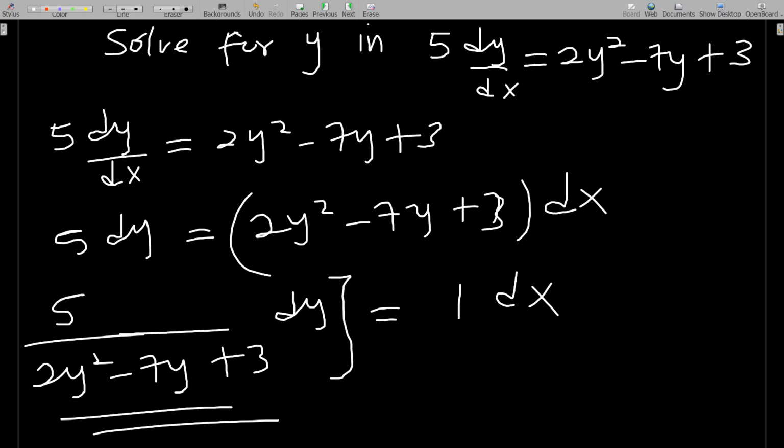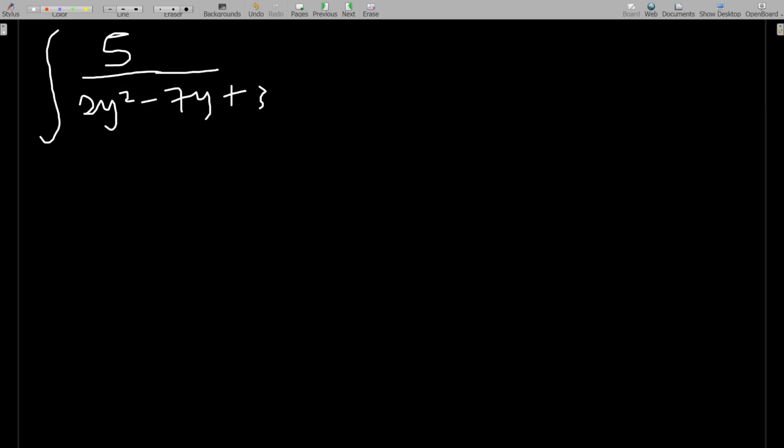Okay, so everything tends to be the integral of 5 over 2y squared minus 7y plus 3, dy, which should be equal to the integral of 1 dx. We know the integral of 1 dx gives just x, so that one we don't stress ourselves much on.